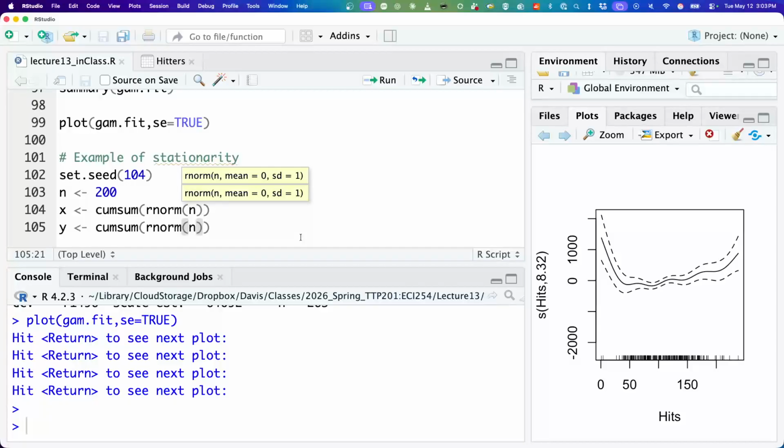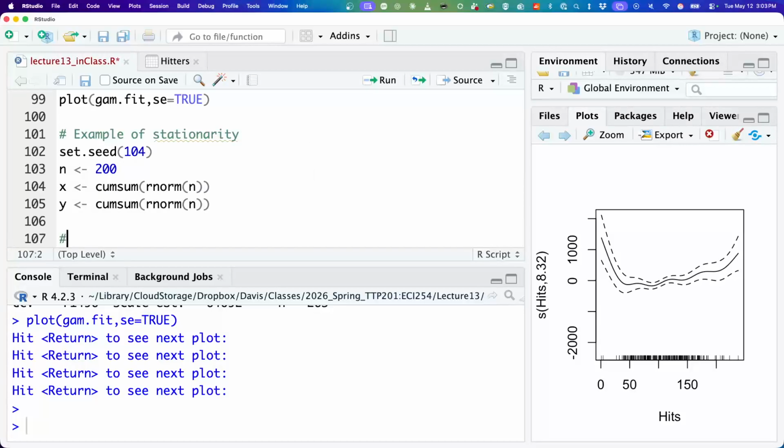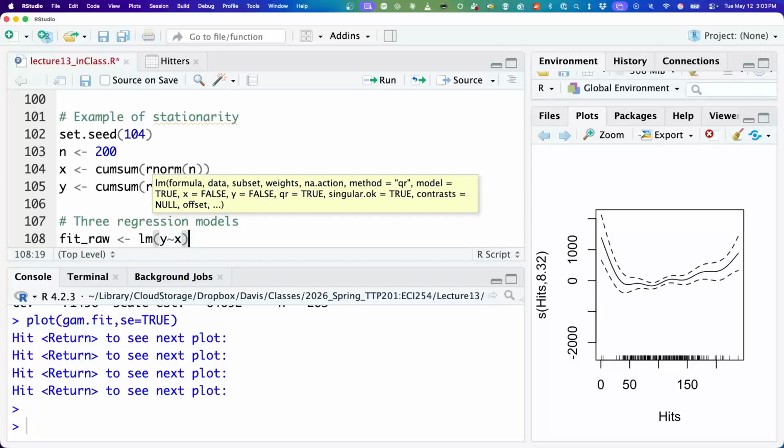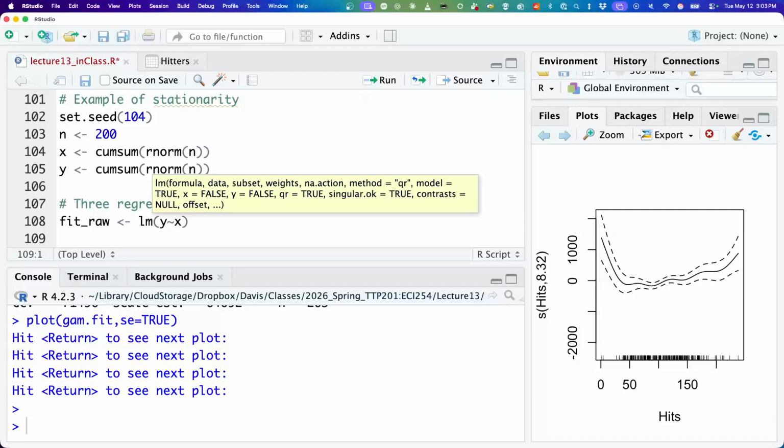So this cumsum stands for cumulative sum, cumulative summation. The values get added to the previous values, right? And so there's a direct dependency on your current value based on your previous value. So fundamentally, we're essentially generating this sort of time series data. We're going to fit, as an example, 3 regression models. We're going to do our raw model, which is just y regressed on x. So this is kind of the most naive model.